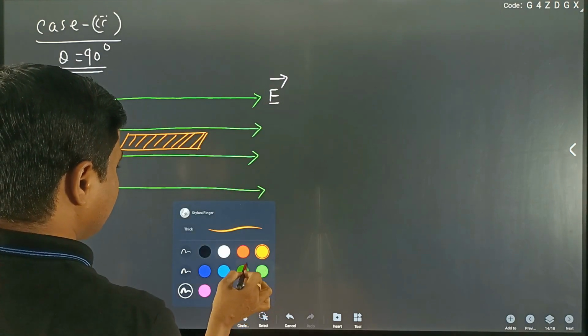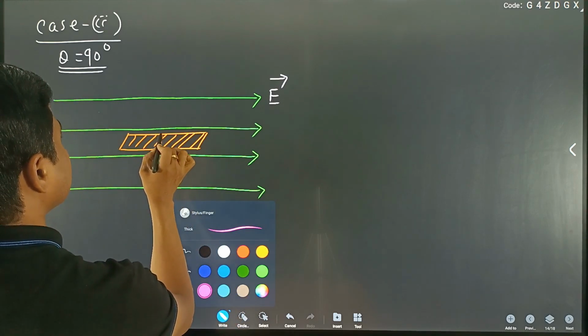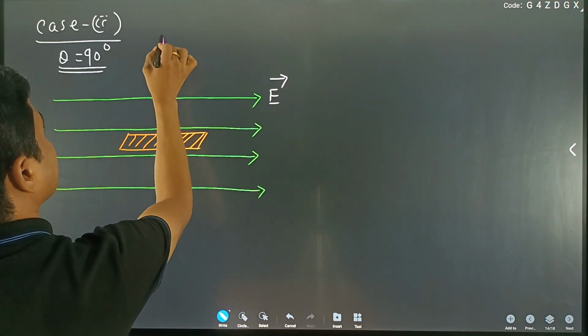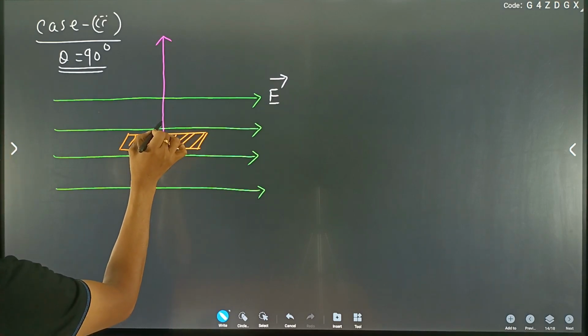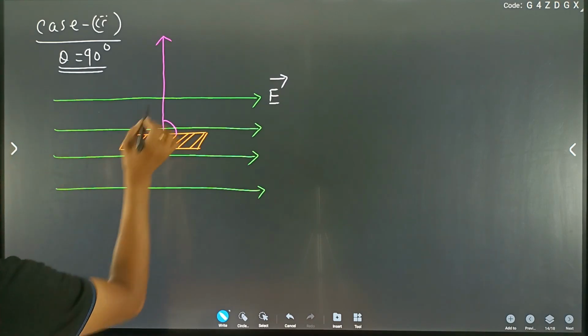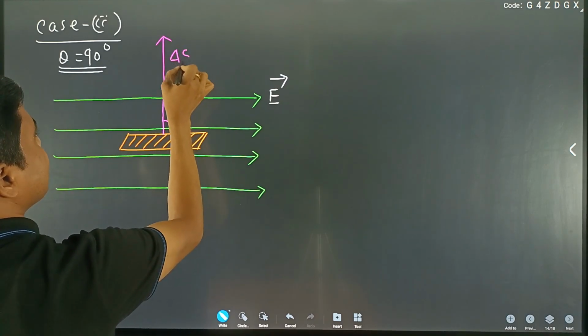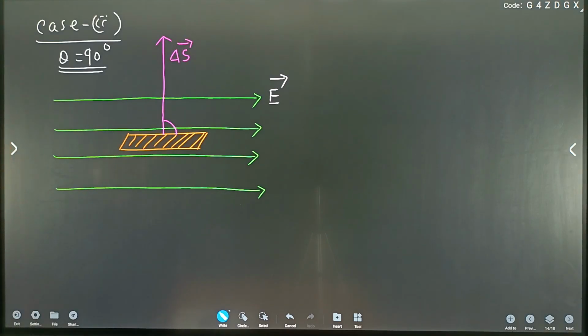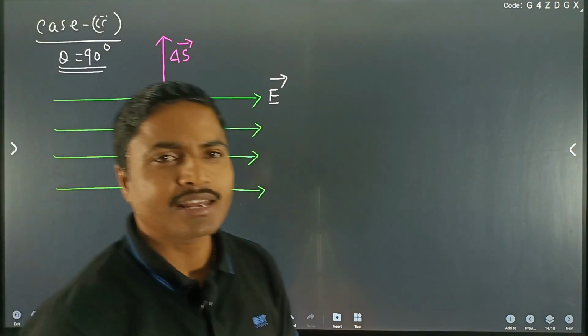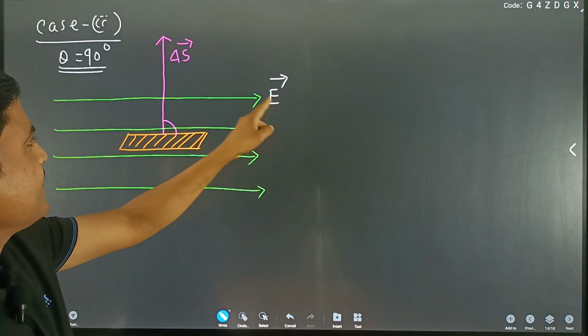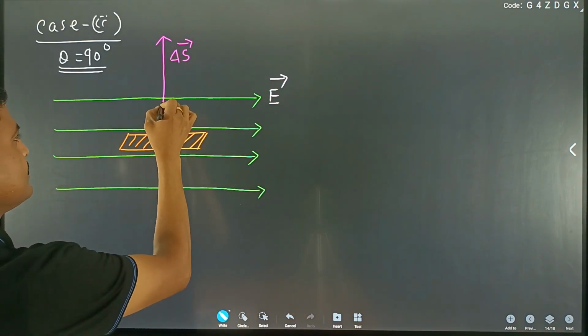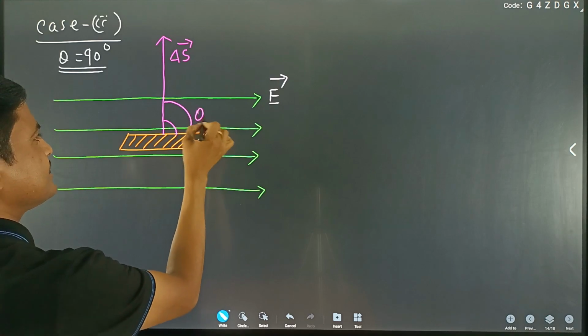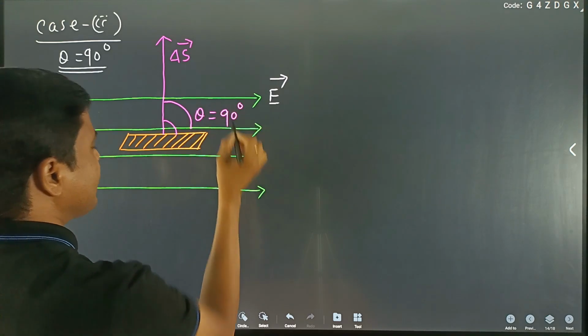And we draw the area vector. This is the area vector, because you know, area vector is always perpendicular to the area. We write that as area vector, del S vector. Then, what is the angle? Angle between electric field and area vector. This is the angle. We write this angle theta. Theta is equal to 90 degree.